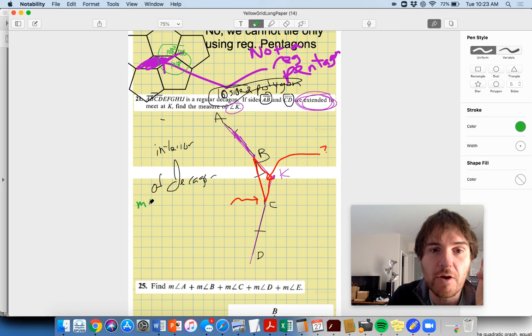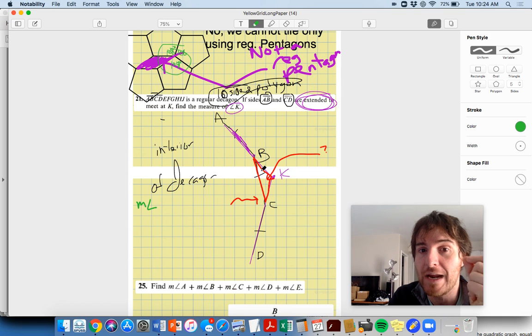The way I'm going to do this is I'm going to find the measure of angle BCD first. Then I'm going to find the measure of BCK, which will be the same as the measure of CBK. And then finally, I'm going to subtract these two angles from 180 to get the measure of angle K, and there I have my answer. That's about it. So feel free to fast forward to the next problem or do it along with good old Mr. Form right here.